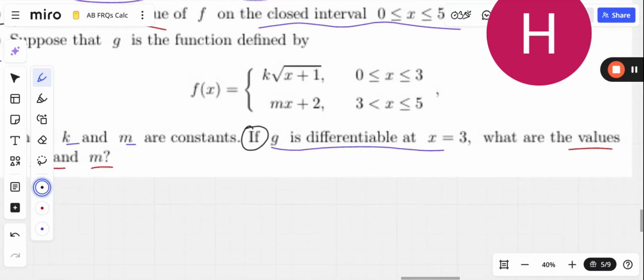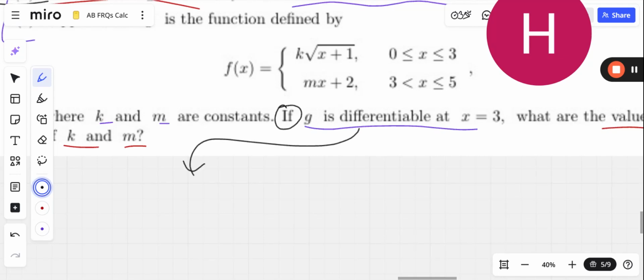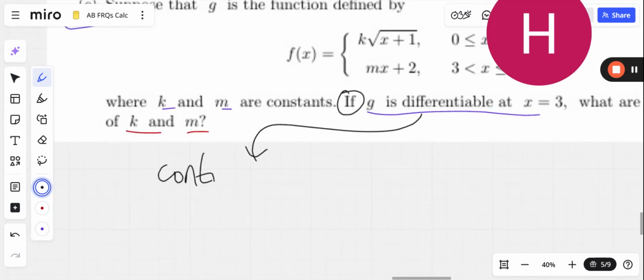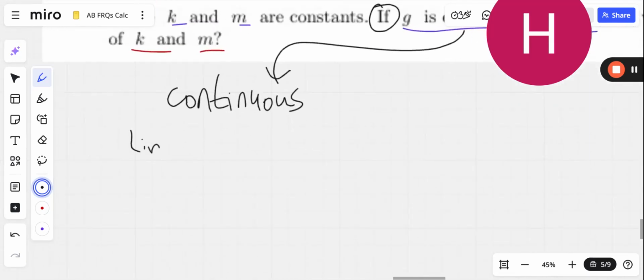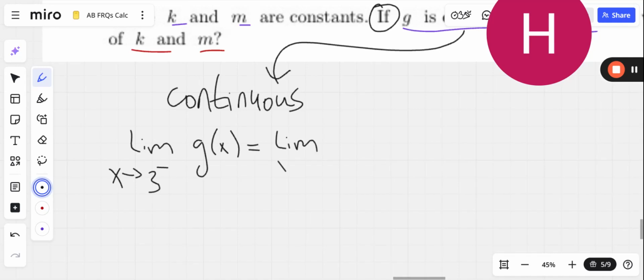So we get to use this fact, g is differentiable. That means that it's continuous. If we know that it's differentiable, then we know it's definitely connected. Differentiable means it has a derivative, it has a tangent slope. You can't have a tangent slope if you don't have a connected graph. So it definitely is continuous. What does continuous mean? We looked at that in part A. Continuous means that the limit as x goes to 3 from the left of g of x needs to be equal to the limit as x goes to 3 from the right of g of x.